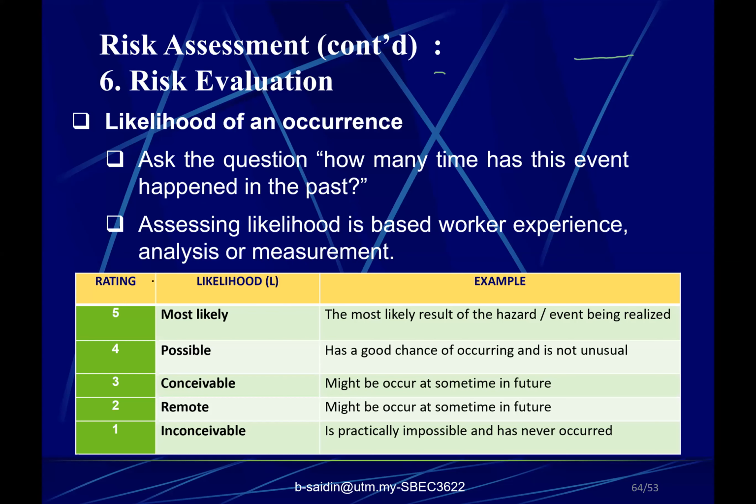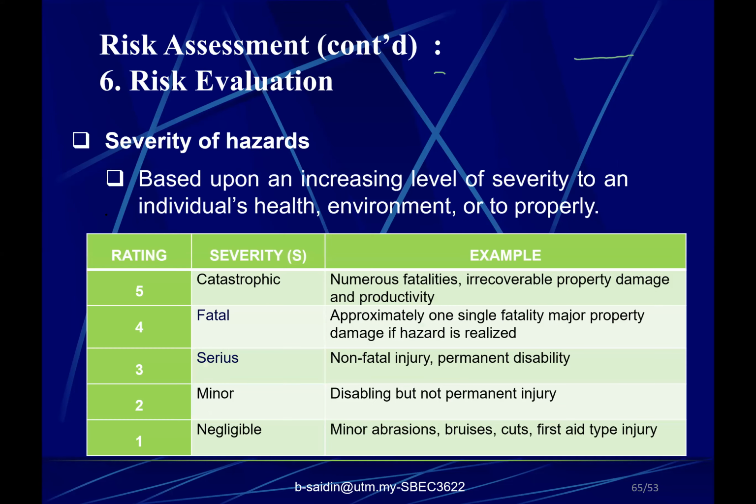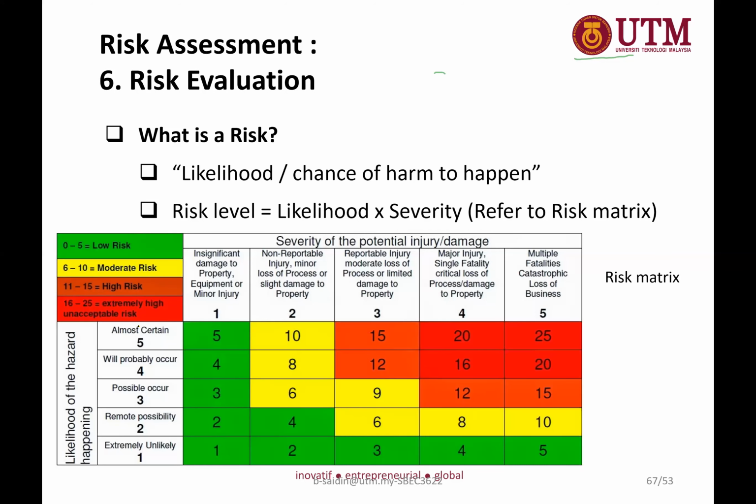Okay, example of using 5 Likert scale. You see, 1 is inconceivable, remote, conceivable, possible, most likely. That will be for probability. And then another example for severity will be 5, catastrophic. This is the biggest thing. Fatal, serious, minor, negligible. Okay. This is what I call risk matrix. Risk matrix based on the DOSH hierarchy guideline.